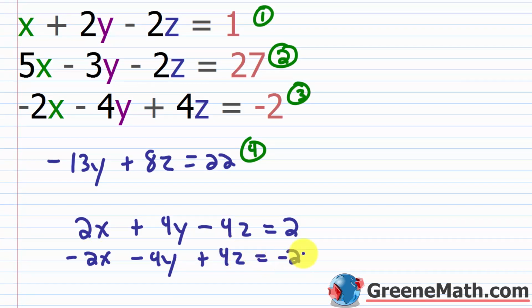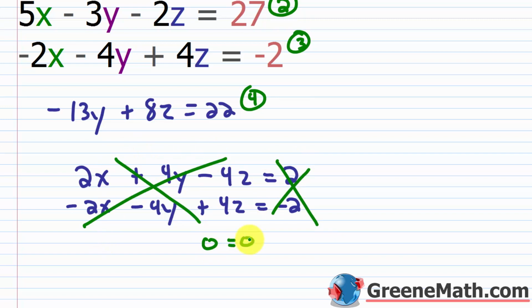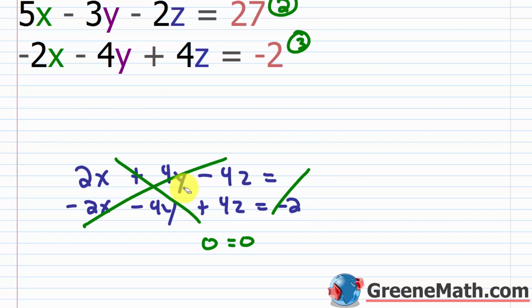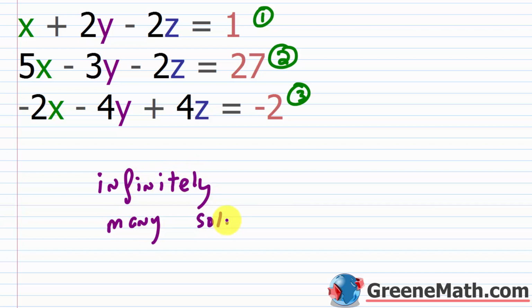So then I want to take equation 3, which is -2x minus 4y plus 4z, and this is equal to -2. Now, do you see a problem? Yes, of course, because this is going to eliminate and this is going to eliminate. You're going to get 0 equals 0, which is always true. So when you end up with a true statement like this, you have infinitely many solutions. So let's just erase this and we can just list our answer. So let's just write this out and say we have infinitely many solutions.